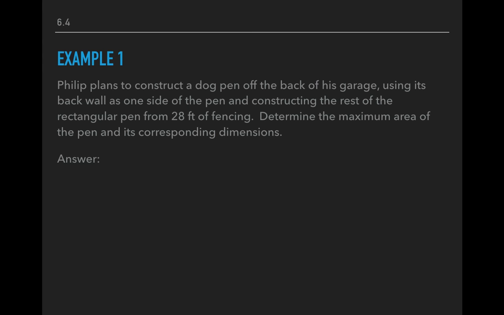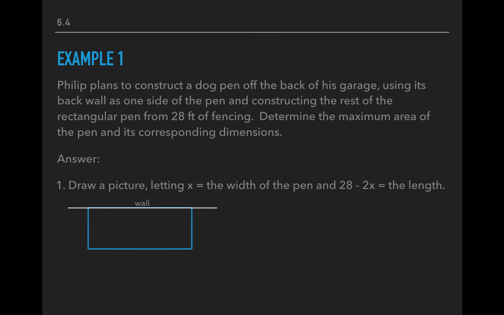So when working with these type of problems, the first thing you want to do is draw a picture. And so what that looks like is you have a wall, that's the back of the garage, and then you have your three other sides. Those blue sides represent the fencing, and he has 28 feet of fencing in total.